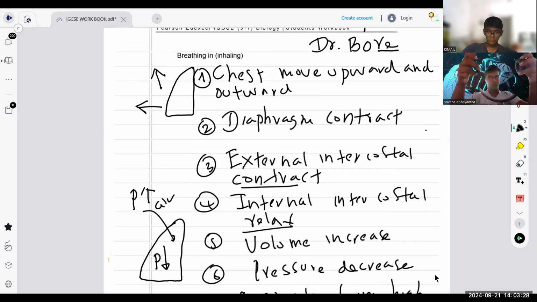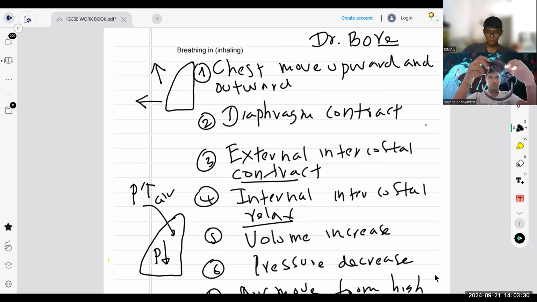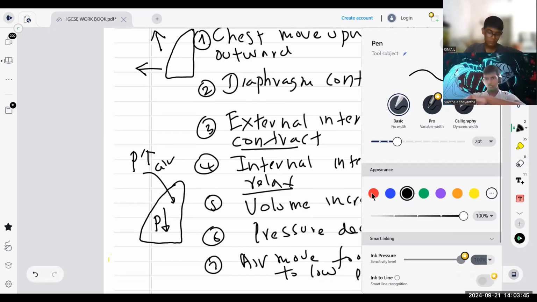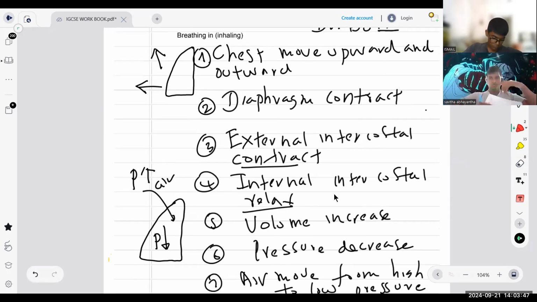So it is helpful: the opposite of breathing out is useful to write the steps of breathe in. So also, can you copy this down? And this is also important for the exam because they frequently ask this, and you have to write it to get 4-5 marks.